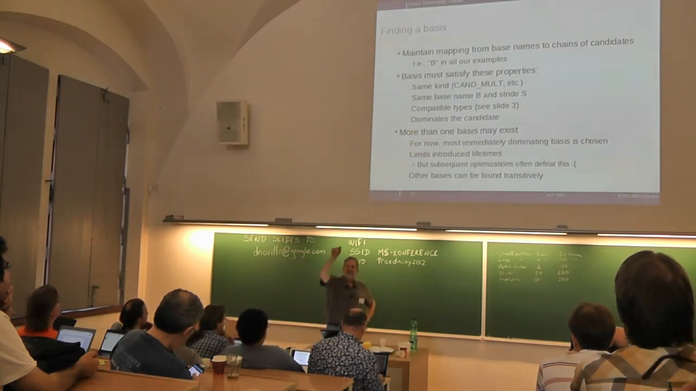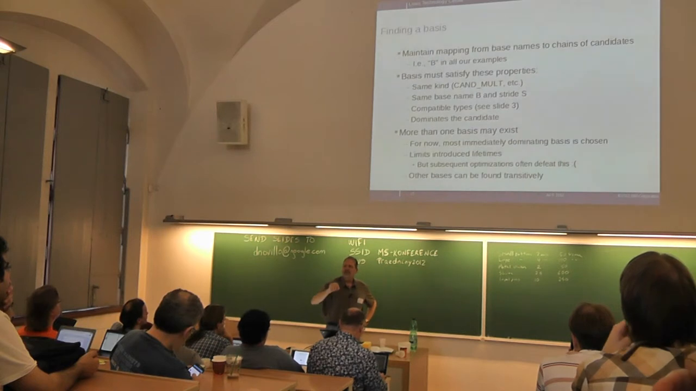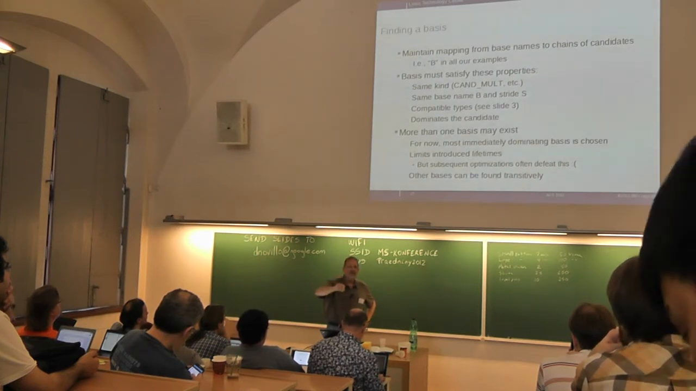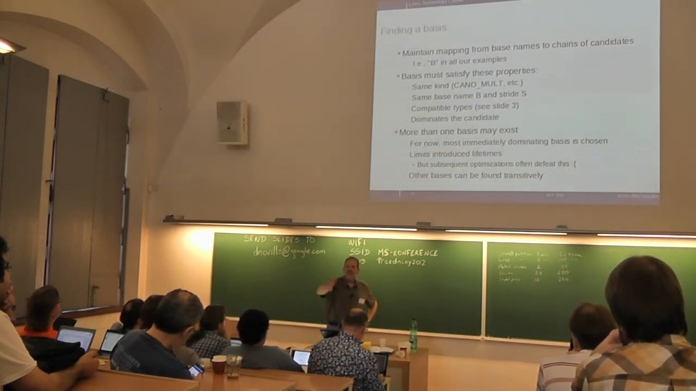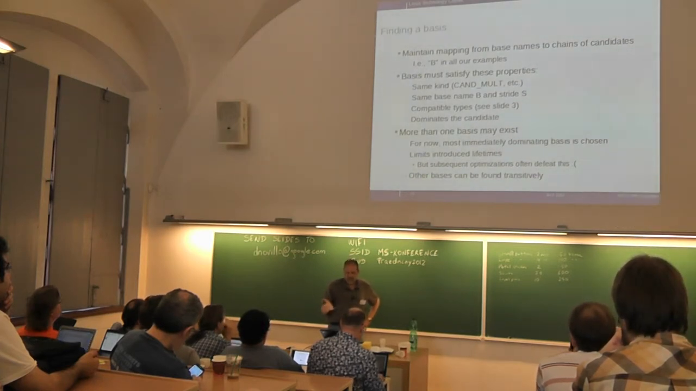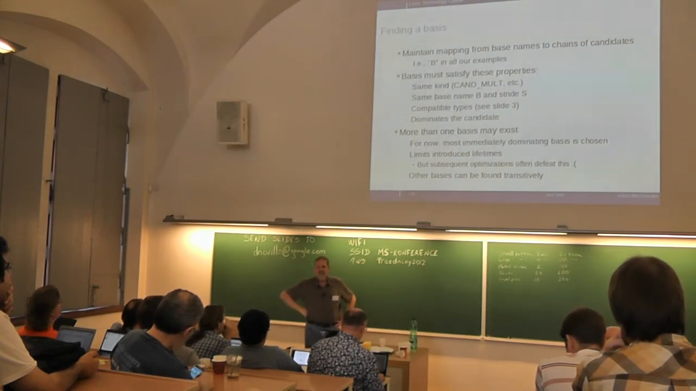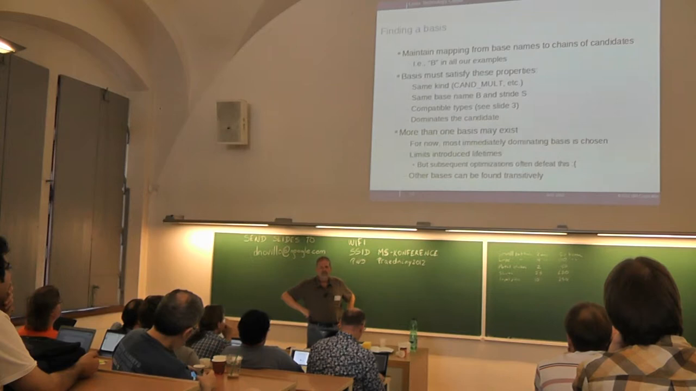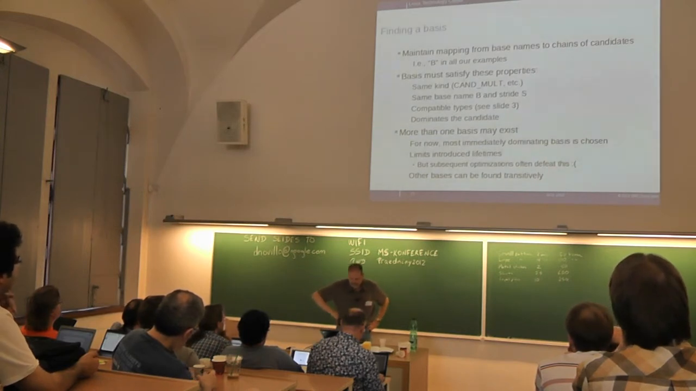Now, the thing is, you can have a chain of these things. If you remember on that first slide, we kept adding one I over and over and over again. And that would form this nice chain of possible candidates. And any one of those candidates that had come before could serve as a basis. So we have to be arbitrary to pick one. For now, what we've chosen to do is to just pick the most immediately dominating basis. There are reasons why we may not want to do that in the final version of this. I'll talk about that later.